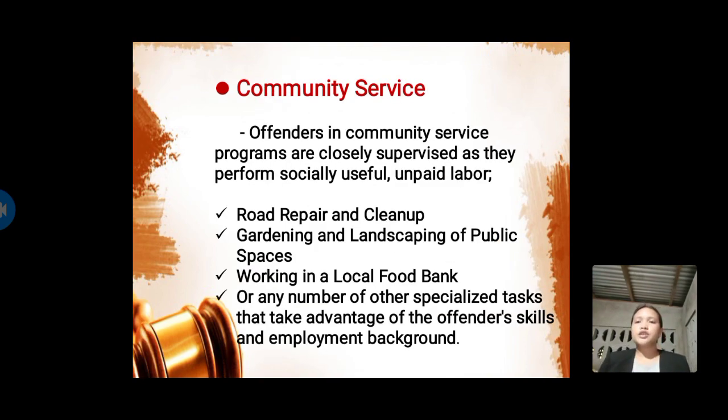So the offenders' community service programs are closely supervised as they perform socially useful and unpaid labor. So these are road repair and cleanup, gardening and landscaping of public spaces, working in a local food bank, or any number of other specialized tasks that take advantage of the offender's skills and employment background. So that is community service in community-based correction programs.